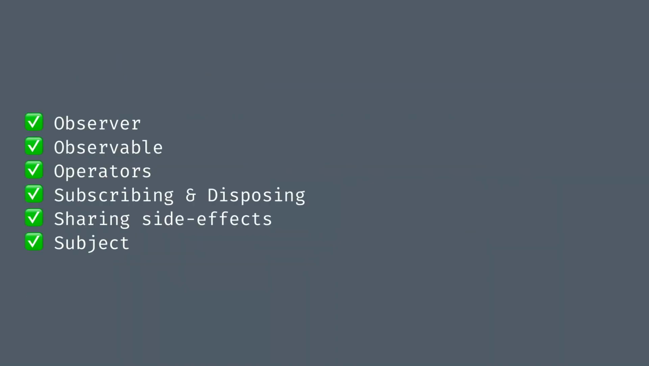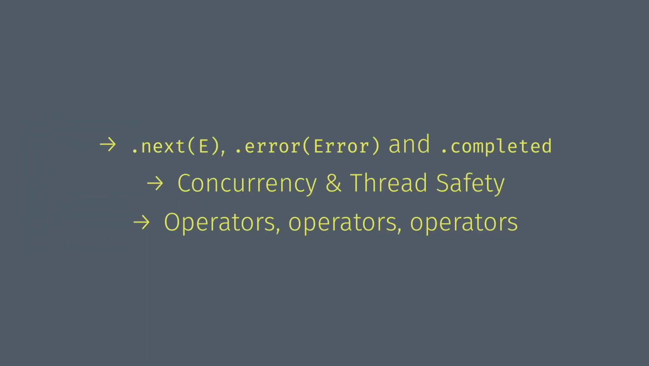Okay, so tonight we've seen the observer, the observable operators, subscribing and disposing, sharing side effects, the subject, and all these concepts, I think, make up the core of reactive programming. But of course, there's a good reason why real reactive programming implementations are not 50 lines of code, but 5,000 or maybe 50,000, because I also ignored a lot. Our observables right now just emit elements, but it might be useful also to be able to emit errors or indicate whenever an observable completes.